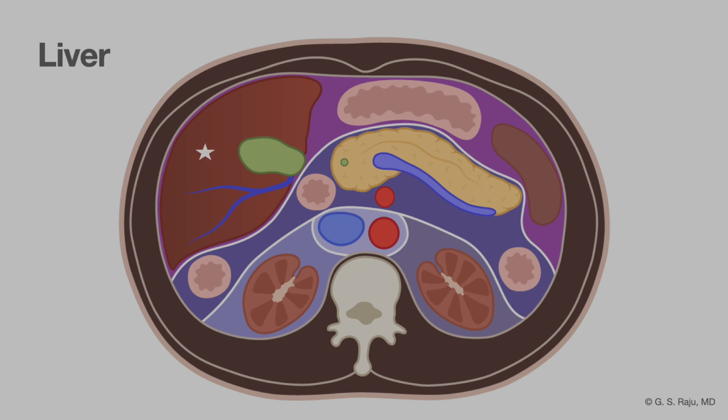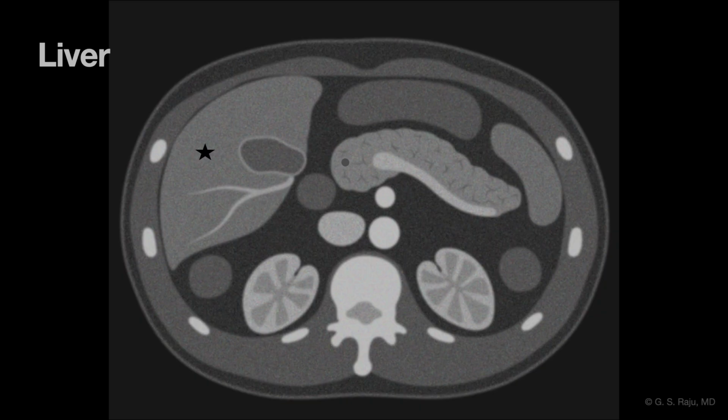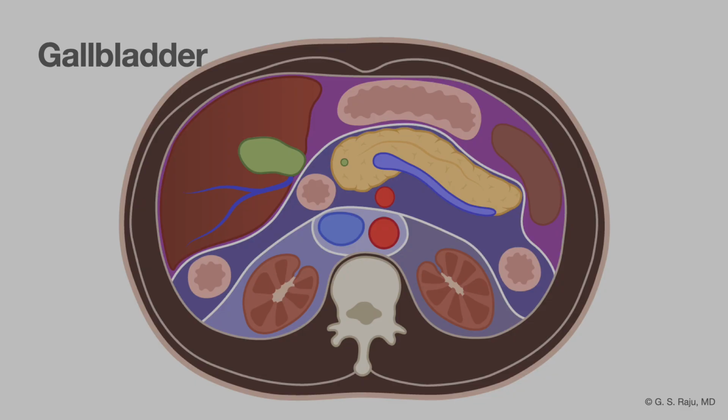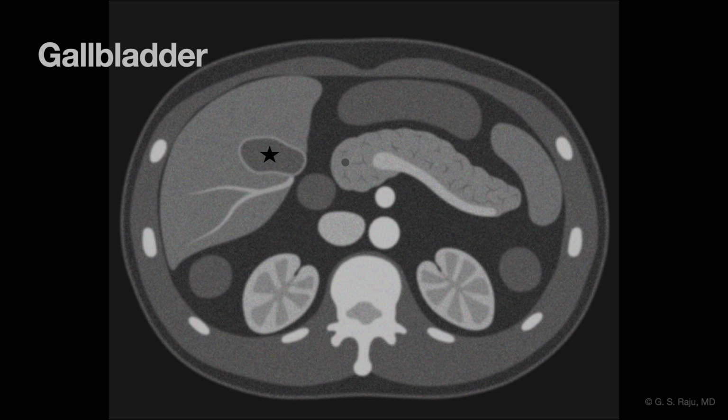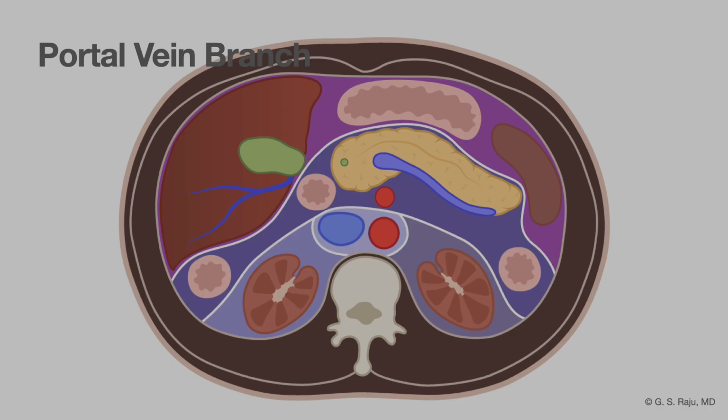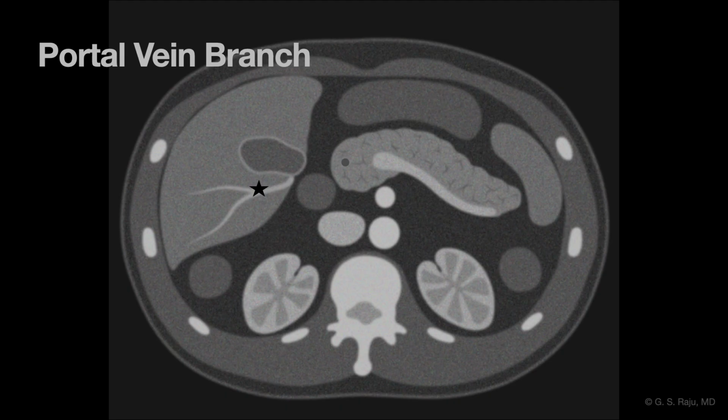And I'm just going to go through the basics of liver. I'm not going to go through the segmental anatomy of the liver, which is worth learning. And you can identify the liver, and then the pear-shaped structure, the gallbladder, very easy to identify, the gallbladder on CT. And then the veins inside the liver, the portal vein branches. Here is a portal vein branch.